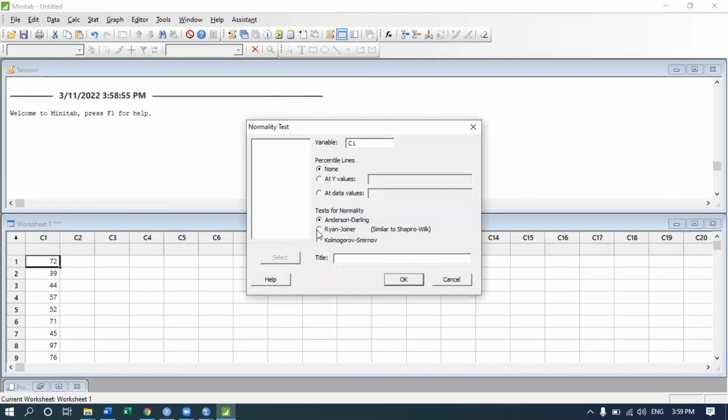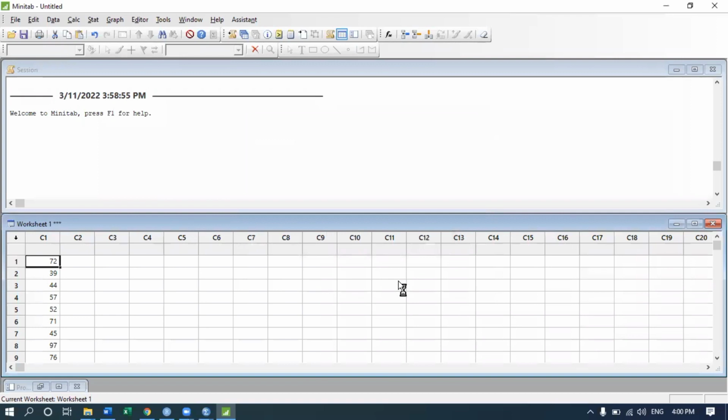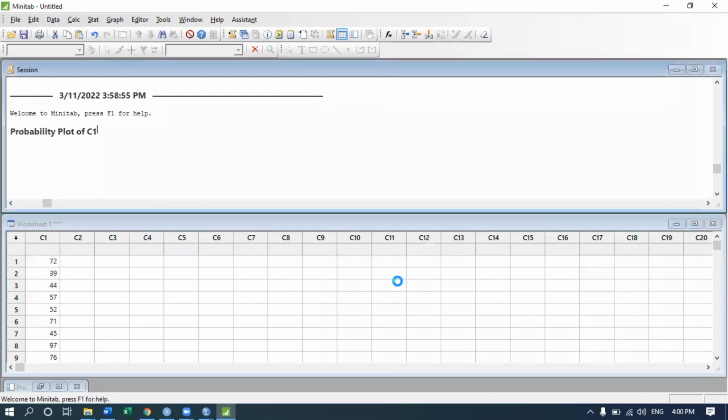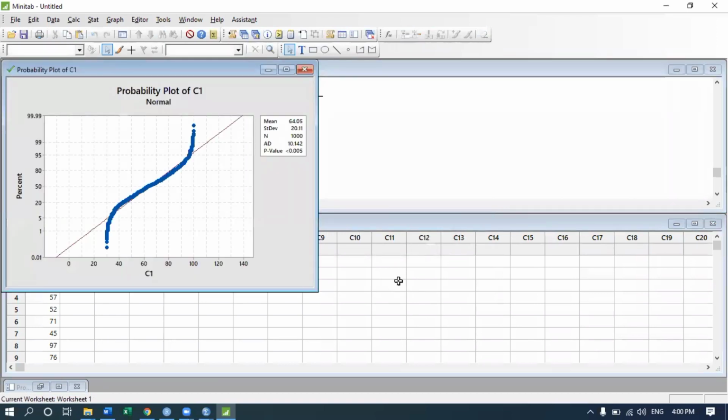Then it will give you the opportunity to choose, apart from the graphical method, which other test you want to use. So we have Anderson-Darling, which is a normality test. We have Ryan-Joiner, which is similar to Shapiro-Wilk, also a normality test. We have Kolmogorov-Smirnov. You use any one. Most times I use Anderson-Darling. Sometimes I use this. If you want the title to show, you click OK. So this is the plot.